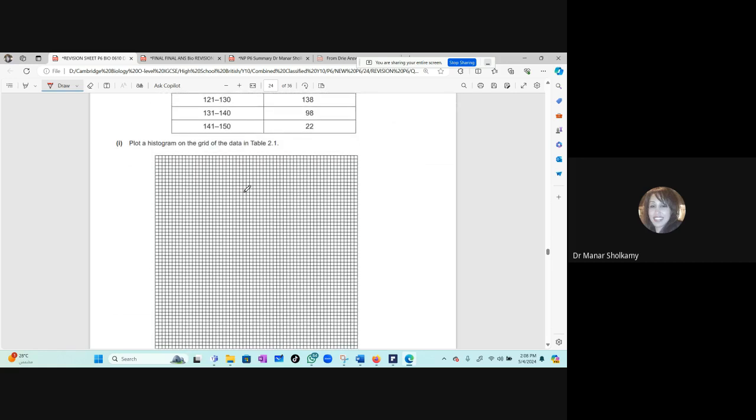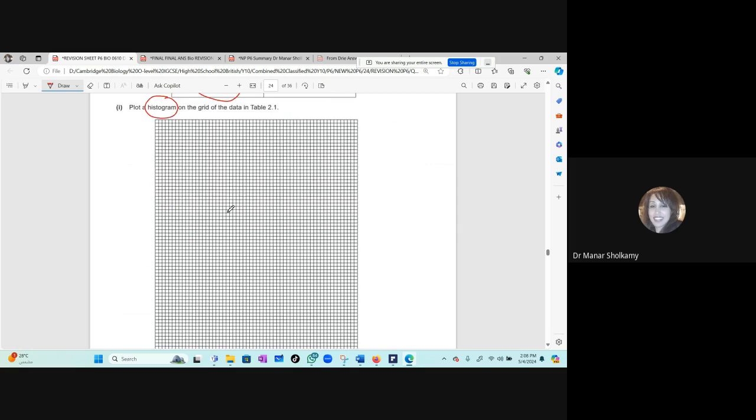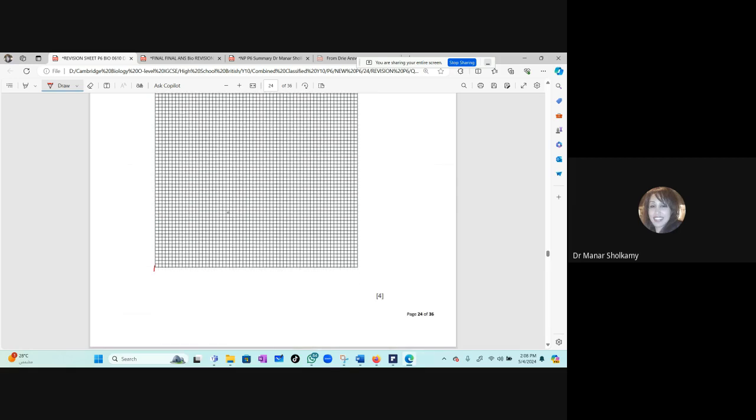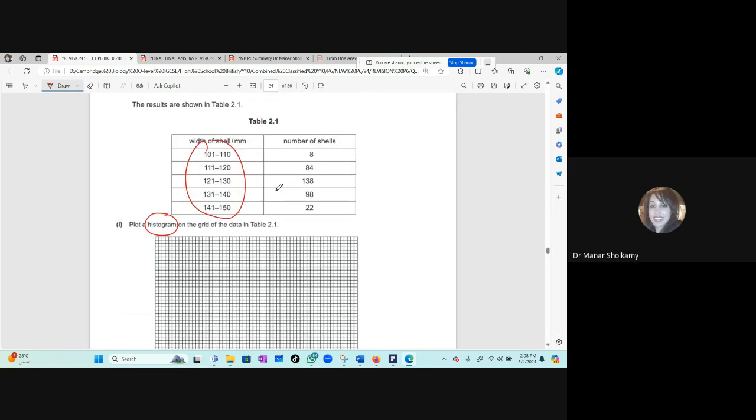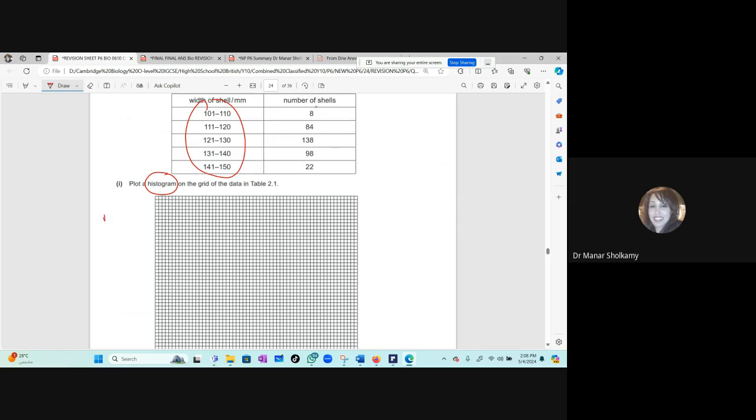Again, histogram, they will tell you plot a histogram or they won't. If it's a range, then it's a histogram. I will do the same thing. I'm going to do 0 here, and then I'm going to divide my x and y axes in boxes of 5. I will label this: the width of the shell in millimeters. Don't forget my units. And then I'm going to write here number of shells.